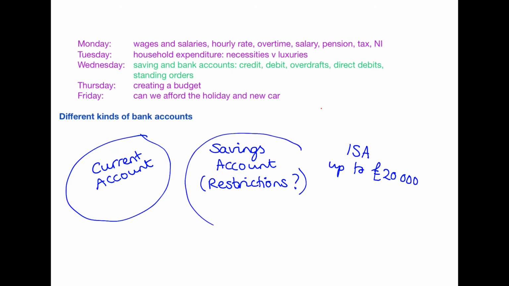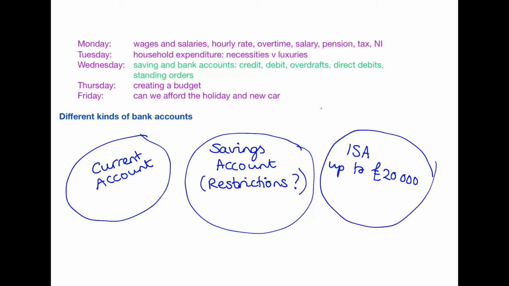The next one is savings accounts. If you've got one with restrictions, the chances are the interest rate is higher because you're guaranteeing that your money's going to be kept in there. And for an ISA, that's often the best savings rate of interest. Okay, so they're the different kinds of bank accounts.